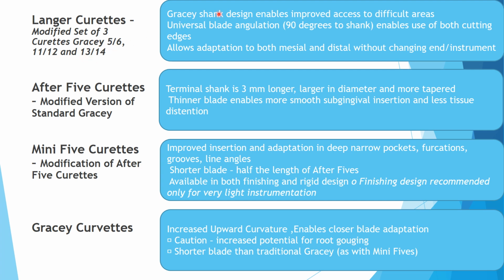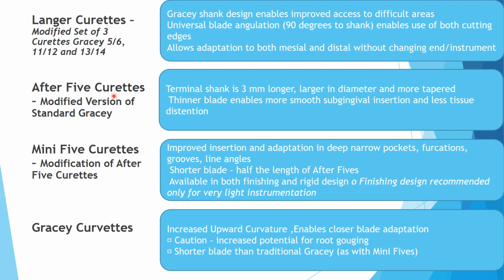So this Gracie shank design enables improved access to the difficult areas. There is universal blade angulation, 90 degrees to the shank. It enables use of both cutting edges, which allows adaptation to both mesial and distal without changing the end instrument. So this is a modified set of three curettes along with the universal blade angulation. This enables more improved access to the difficult areas.